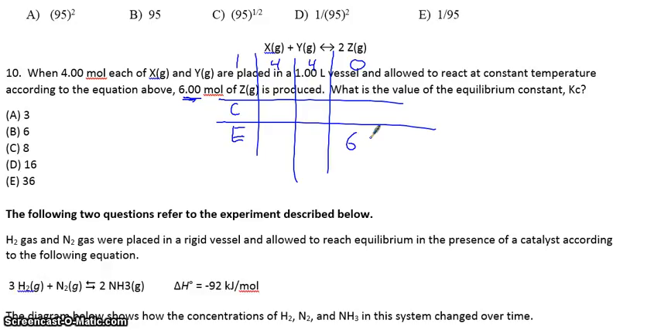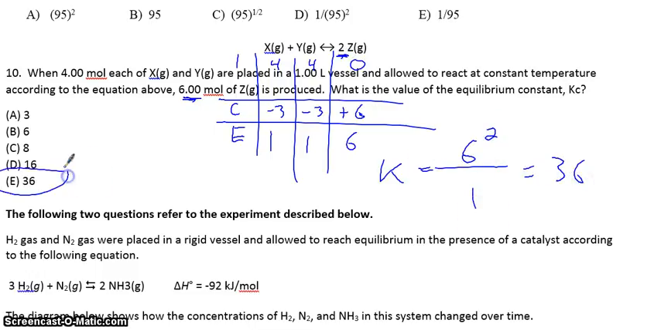And they're asking us for Kc. We can fill these in since we know that we should have gained plus 6 here. Now here we lost half as much, because for every 2 Z we have 1 Y. So we minus 3, minus 3. These become 1. This makes it easy. So our K should be 6 squared, because of this 2, divided by 1, which is 36. And that is how we got E. I did that one very quickly. Take a look at it and then find some questions like it.